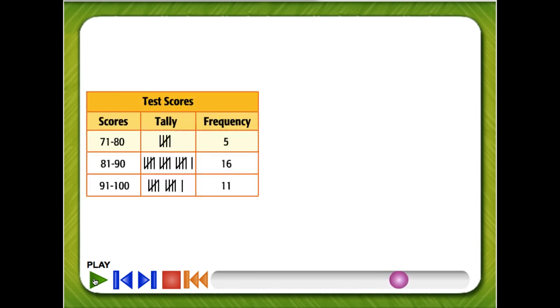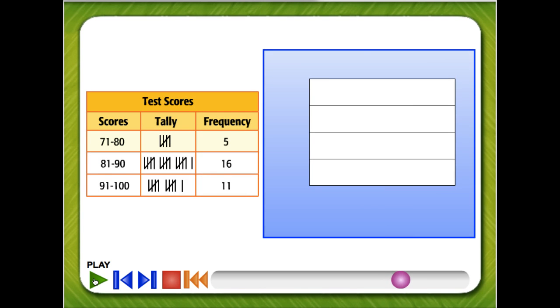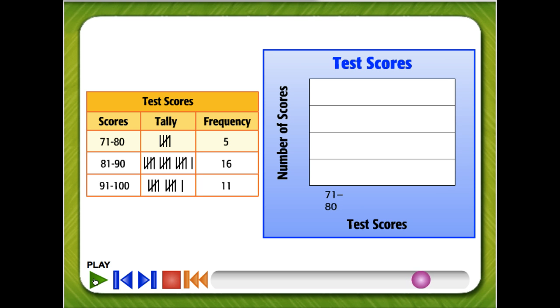Now that we have our data, let's construct a histogram. We'll title this histogram Test Scores. First, we need to draw and label a horizontal and vertical axis. Put the test scores along the horizontal axis and the frequency of the scores along the vertical axis. Next, label the intervals from the frequency table on the horizontal axis. These intervals are the ranges of the test scores, 71 to 80, 81 to 90, and 91 to 100.